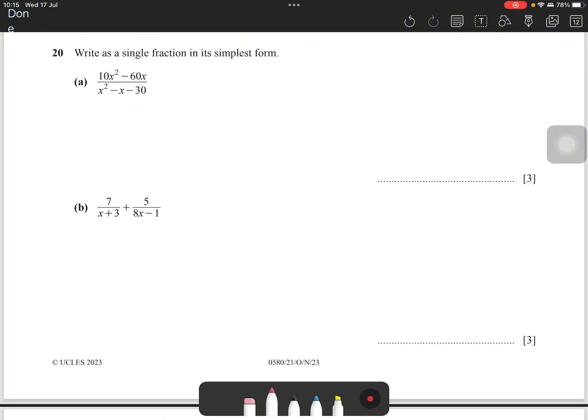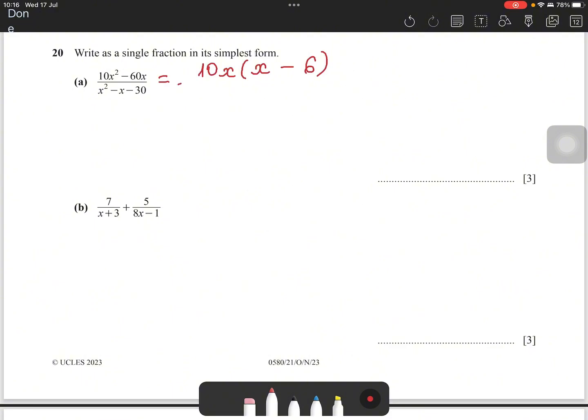Question 20. Write as a single fraction in its simplest form. First, for question A, we'll try to factorize the top and the bottom expressions. 10x squared minus 60x, the common factor for 10 and 60 is 10. And the common factor for x squared and x is x. So 10x squared divided by 10x equals x. And 60x divided by 10x is 6. That's how we factorize the top expression.